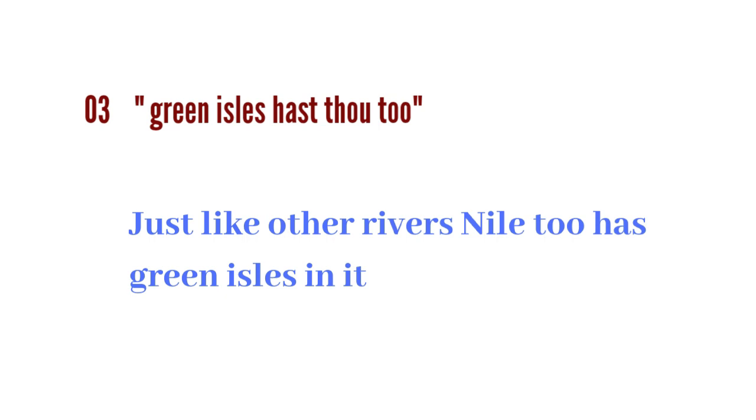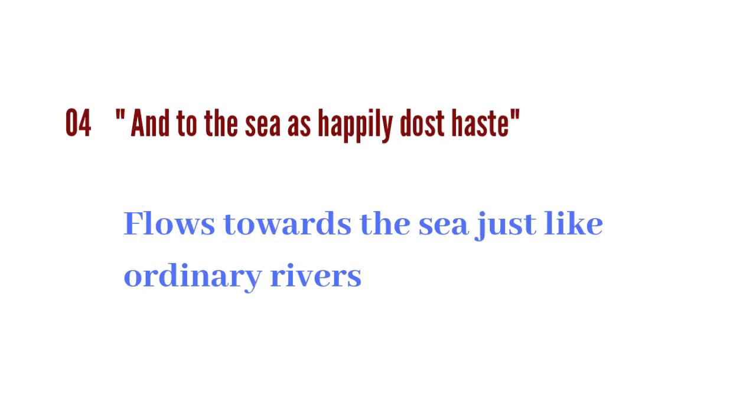The next fact the poet brings out to discuss about the pragmatic viewpoint is, "green isles hast thou." I think all of you have seen at least one river in your lifetime. They might not be as magnificent as the River Nile, but anyway, they have small green isles in it. So not only the River Nile, but all the other rivers have got this feature which makes the Nile an ordinary river. Then the poet says, "and to the sea as happily dost haste." We don't see any river which flows from sea to inland, do you? So here also the poet has told that the Nile too flows to the sea as any other river.